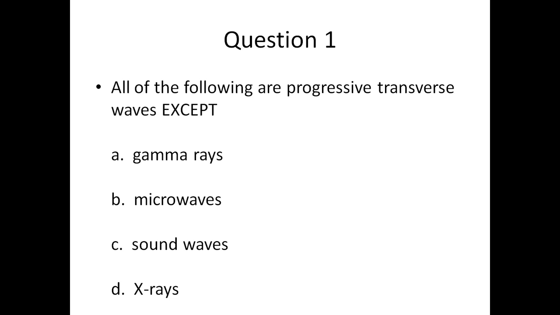All of the following are progressive transverse waves except: A, gamma rays, B, microwaves, C, sound waves, D, X-rays. So A, B, C, or D. Pick your poison.